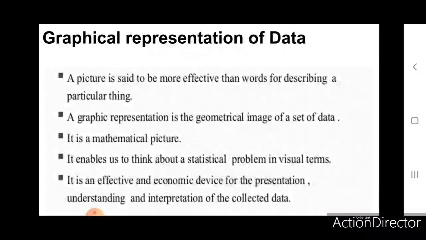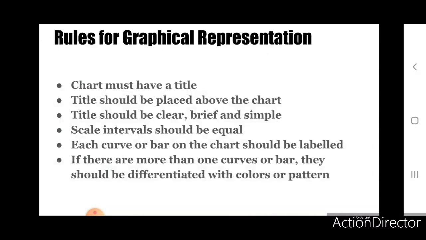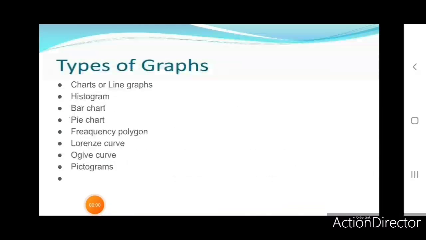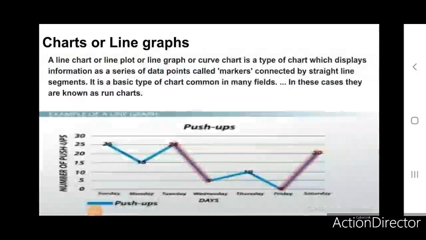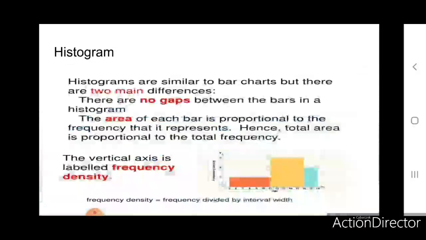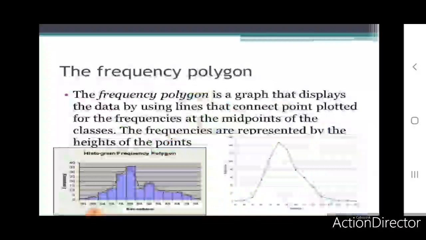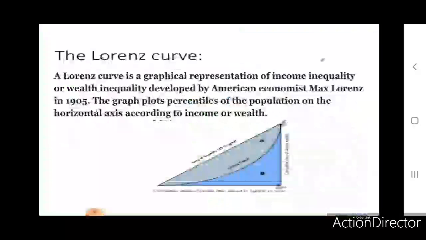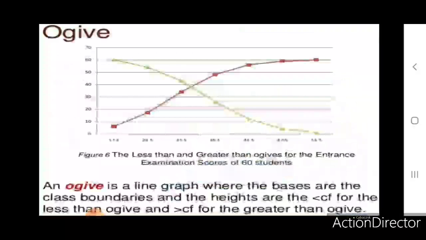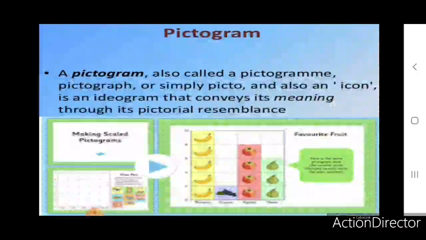Then after that we discussed the concept of graphical representation of data. Then we discussed the rules for graphical representation. Then we discussed the important types of graphs. So under the types of graphs, we discussed charts or line graphs, histograms, bar chart, pie chart, frequency polygon, Lorenz curve, ogive, and pictogram.